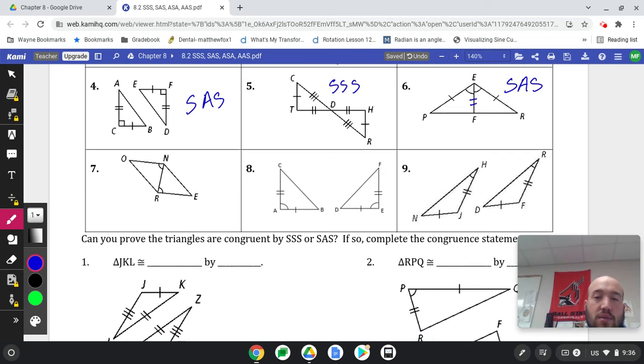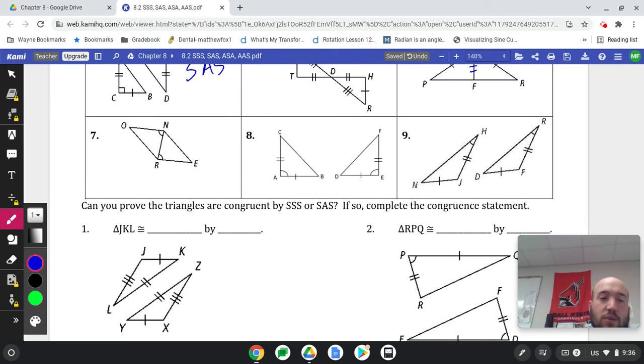All right, number 7. On this one, we have an arc here, so that's an angle. Now, NR is shared by both, so I can put a mark there. That's a side. But that is all I can mark. So one angle and one side, that is not enough information. I need 3 pieces of information. I only have 2. So NEI. On number 8, we've got a side, an angle, and a side.